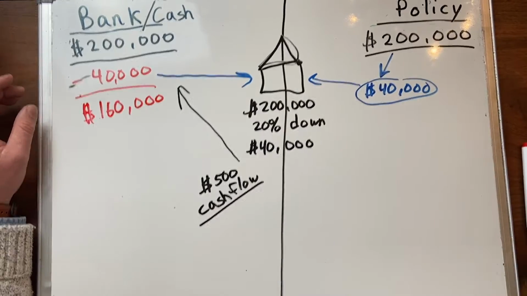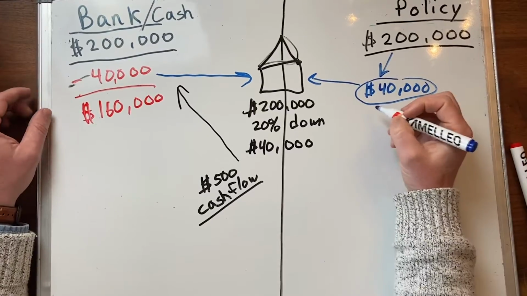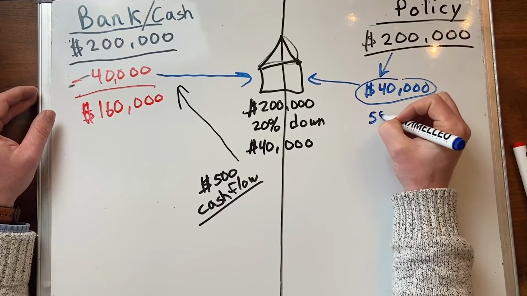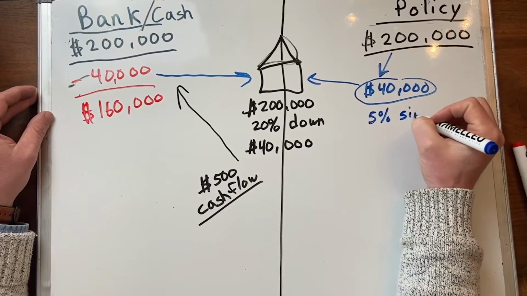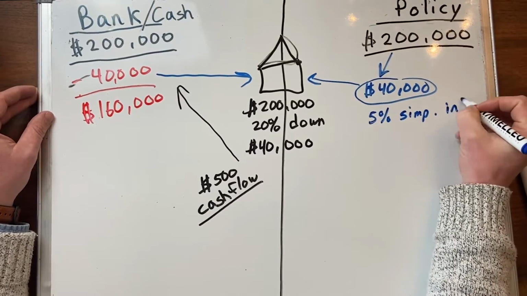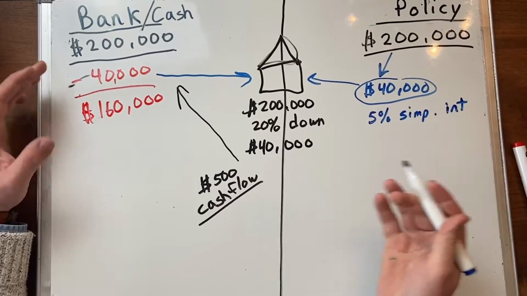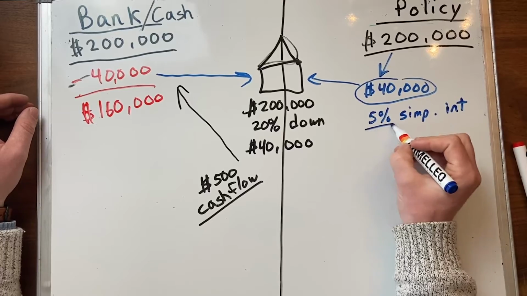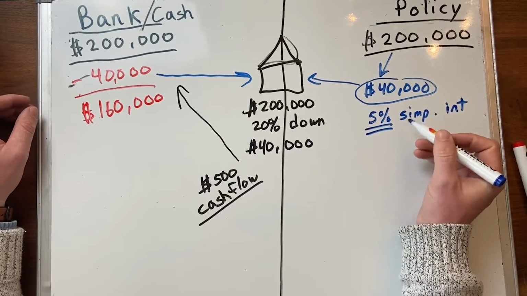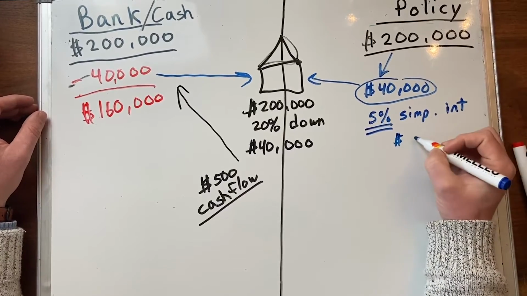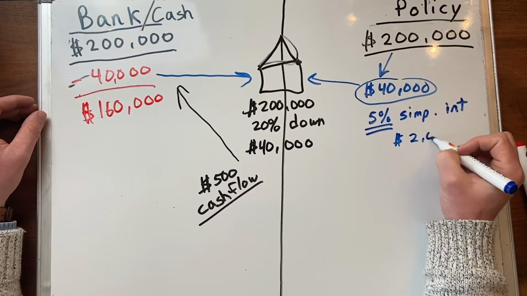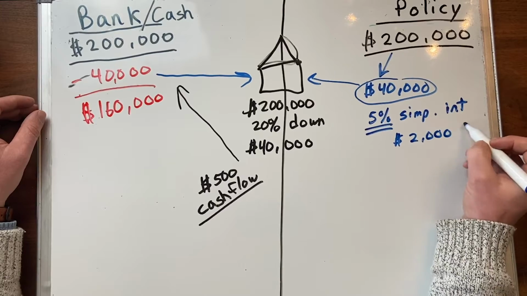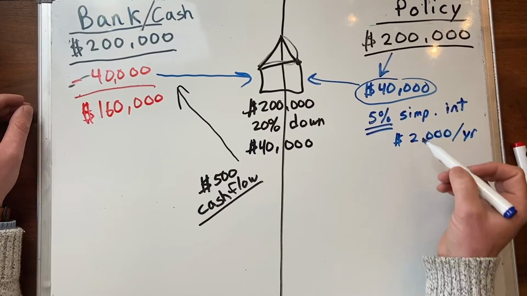We know that when this loan comes out from the insurance company, it's not as simple as just free money, right? It's typically at a minimum of about 5% simple interest. And while there's no terms as to why and how and when we pay it back, we know that at least it's going to accrue at 5% simple interest every year, which is $2,000 per year. So we know that that's happening, right?